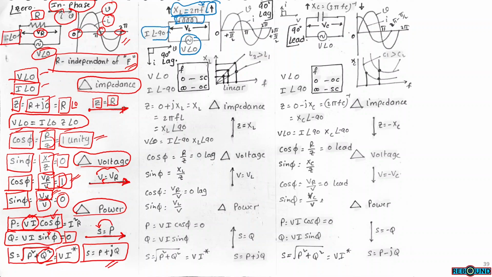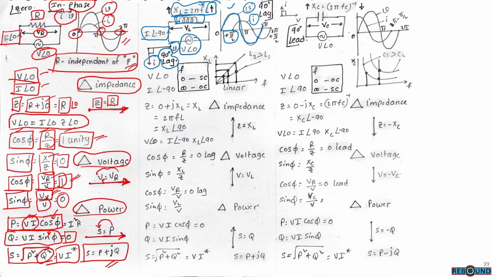Here the current lags the supply voltage by 90 degrees. This is because of pure inductance. This is the supply voltage and this is the current through the inductor. Current lags the supply voltage by 90 degrees. So here in the waveform, this is the supply voltage and this is the current, which lags the supply voltage by 90 degrees.